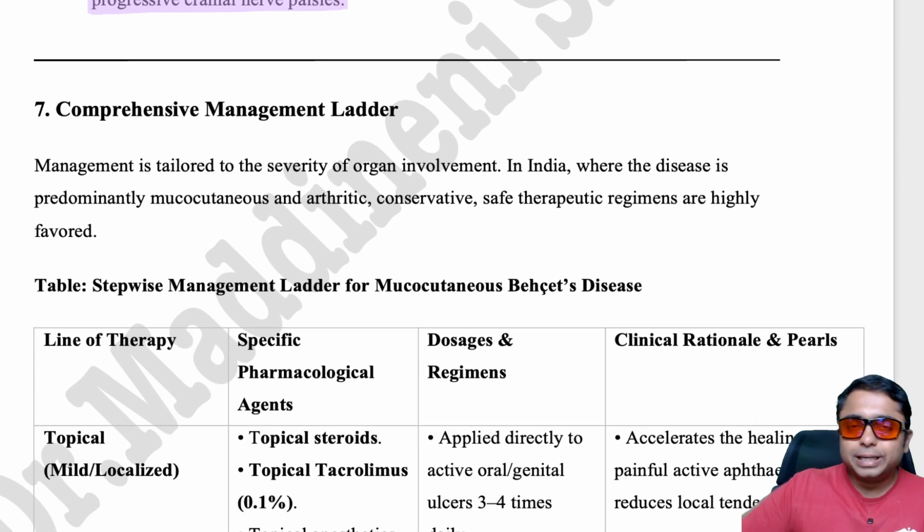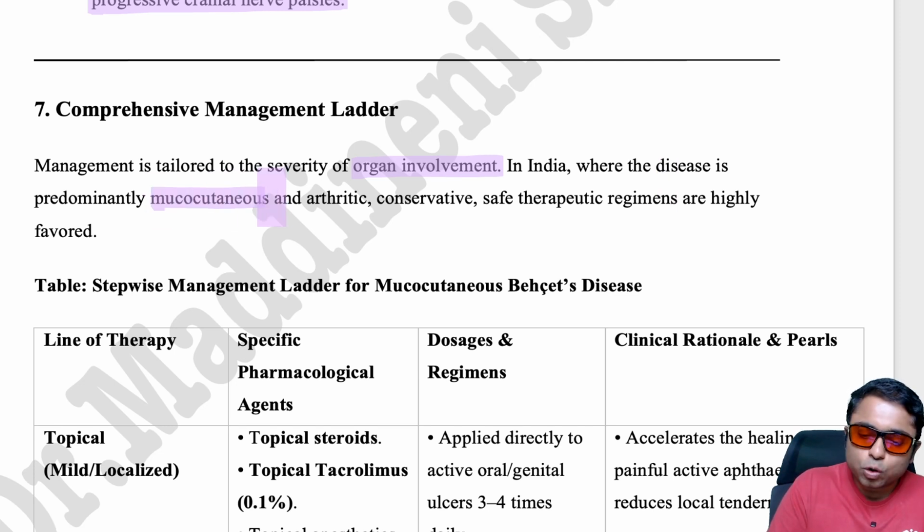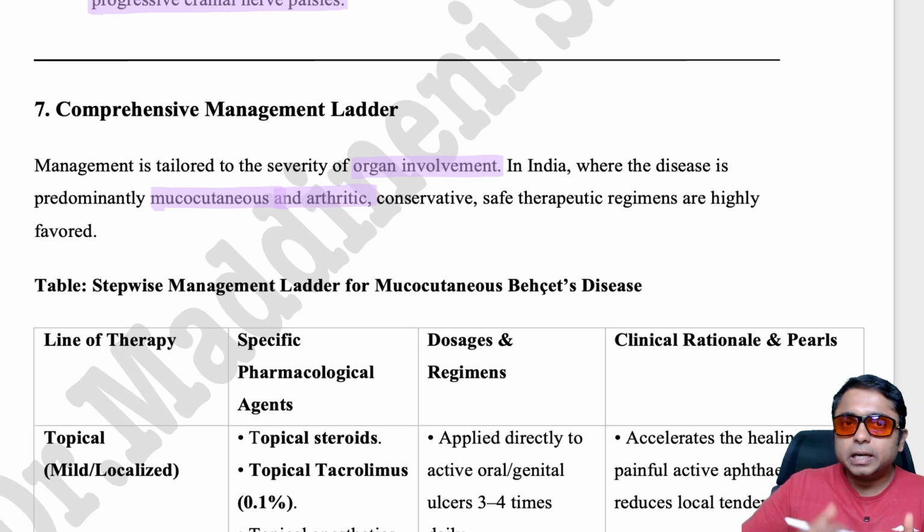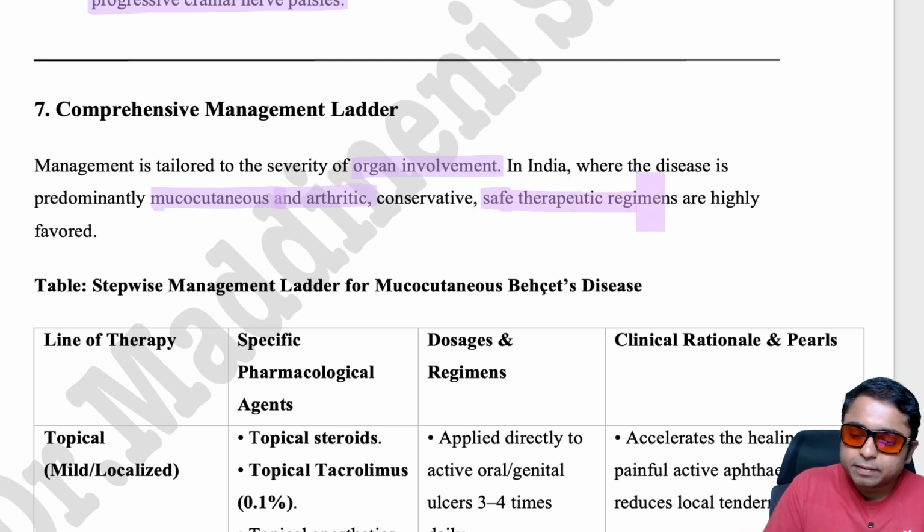So coming to the treatment of Behçet disease, it is going to be tailored for the patient depending upon the severity of the involvement in the particular patient. So it is going to change from case to case, and also depending upon the organ involvement. In India, the disease is predominantly mucocutaneous and joint based, and the treatment is going to be mainly conservative, and safe therapeutic regimens are highly encouraged.